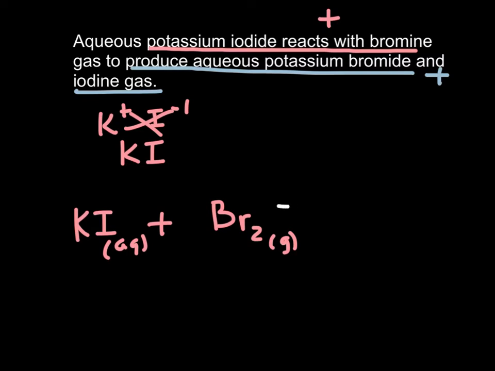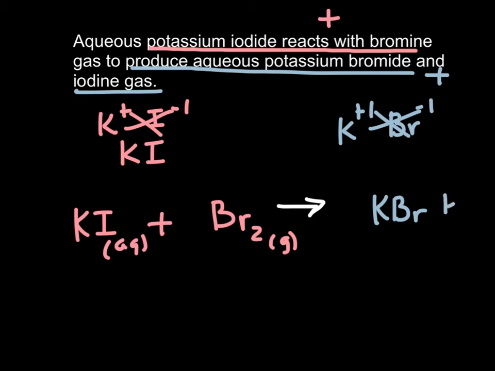Now, when they react, they produce, there's our arrow, "to produce" or "to yield" is the arrow, and potassium bromide. Potassium gets a +1 charge. Bromine gets a -1 charge. So when we crisscross, we're going to get KBr and iodine gas. Iodine is part of the Brinkelhoff system, so we're going to put I2 with a g there and an aq right in here.